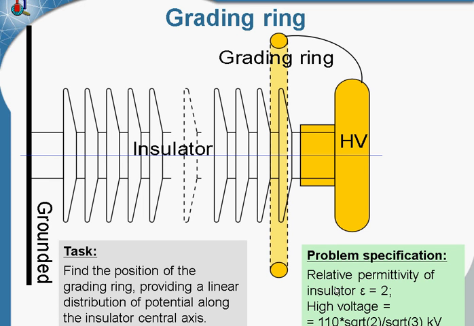Electric permittivity of the insulator is 2, relative electric permittivity of the air is 1, high voltage potential is 110 kilovolts multiplied by square root of 2 divided by the square root of 3. The geometry features rotational symmetry, and we will simulate it in two-dimensional electrostatics. Our task is to find the optimal ring position that gives minimum deviation from the linear distribution of the electric potential along the insulator. Okay, let's start QuickField now.